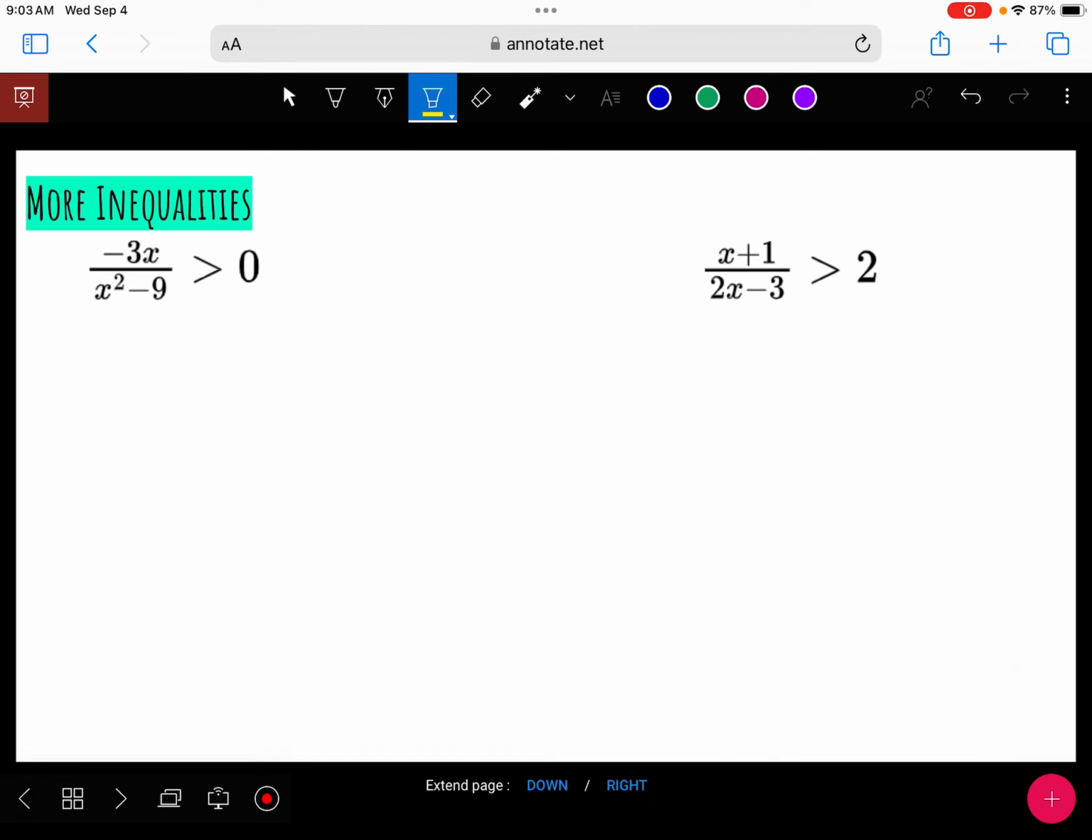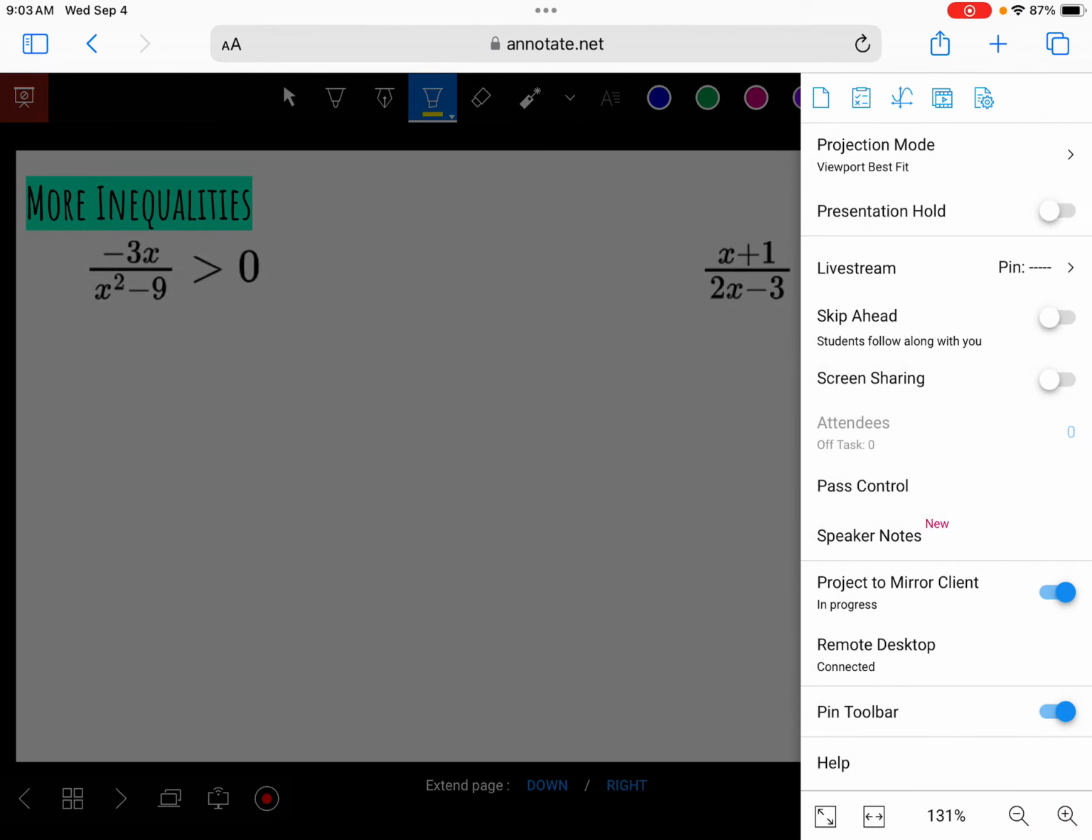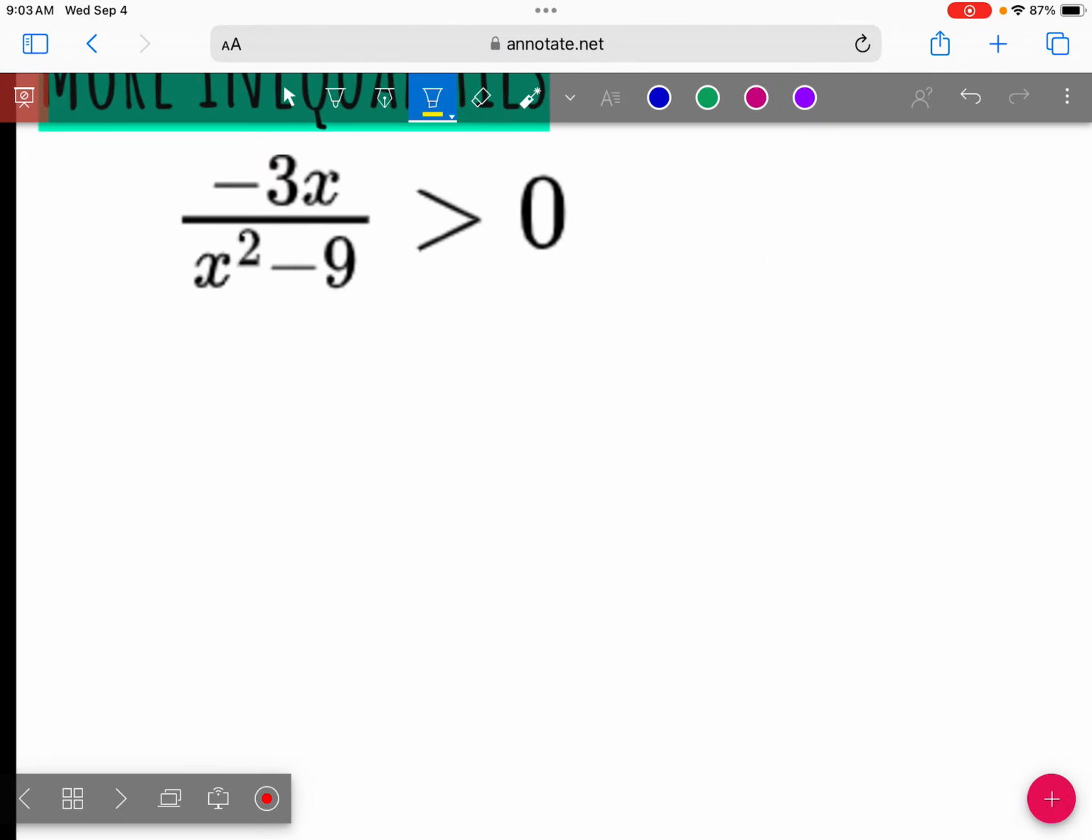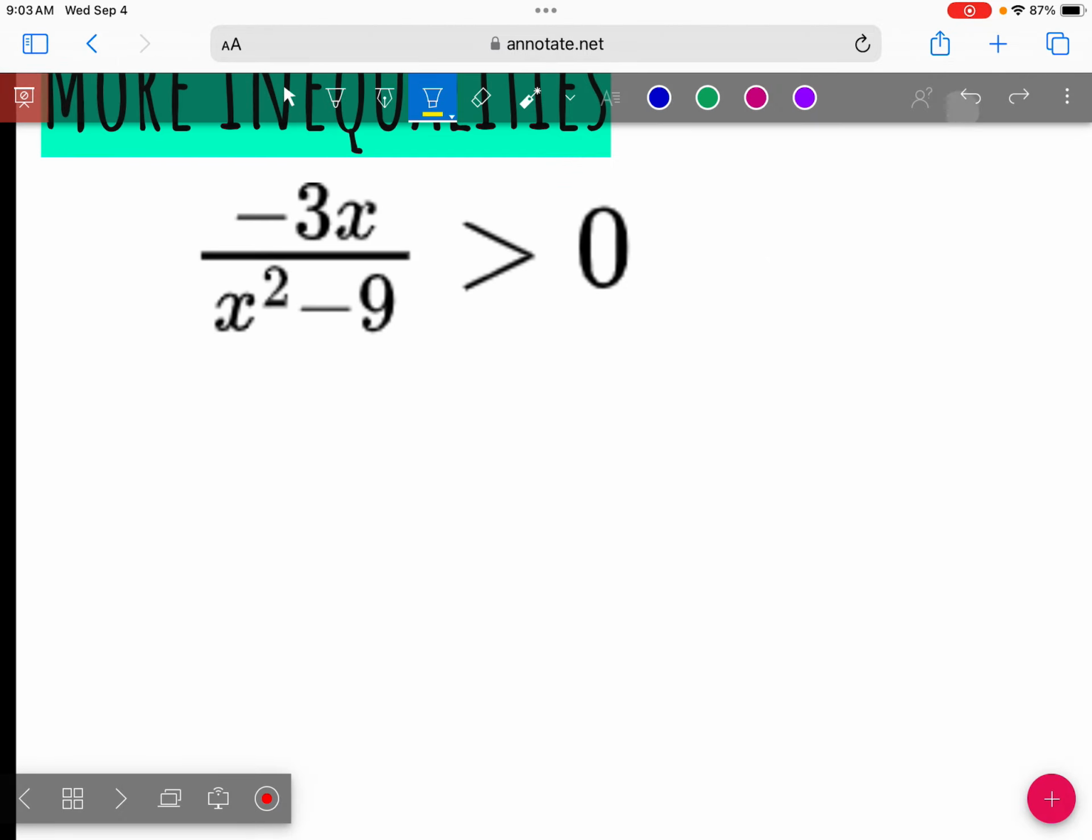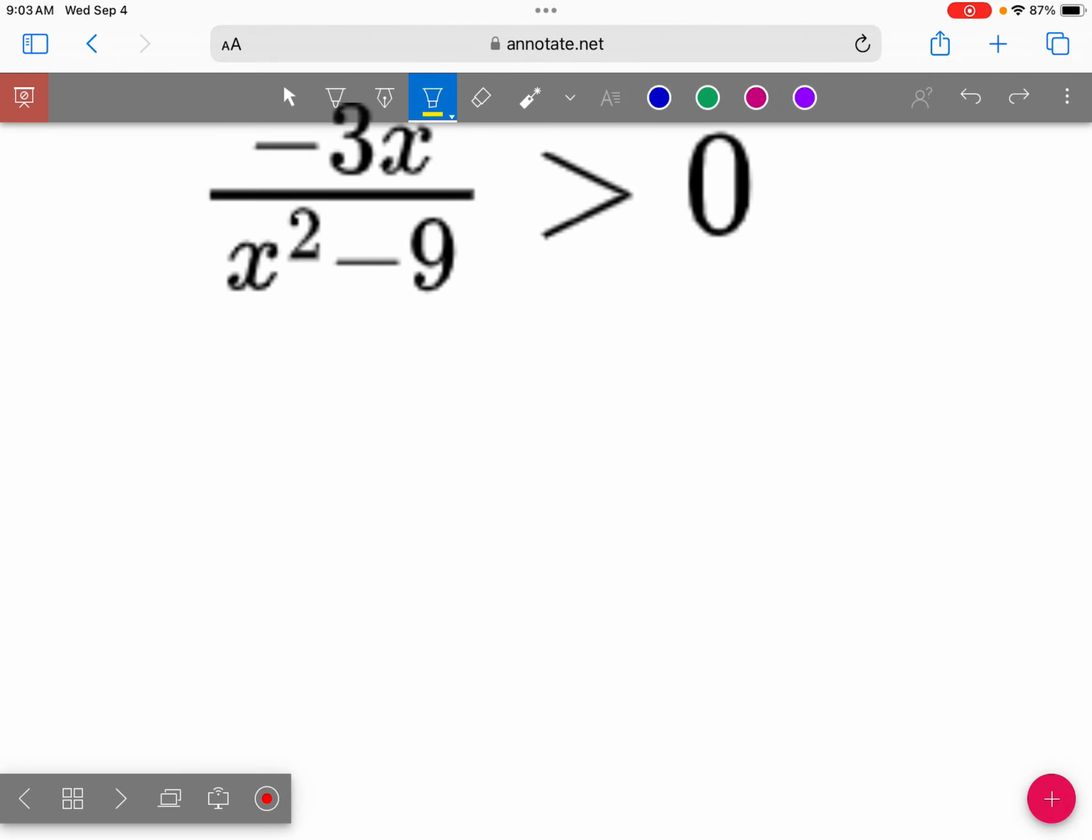All right. Let's look at this first one here. So I've got negative 3x over x squared minus 9, and we want to know when that's greater than 0.